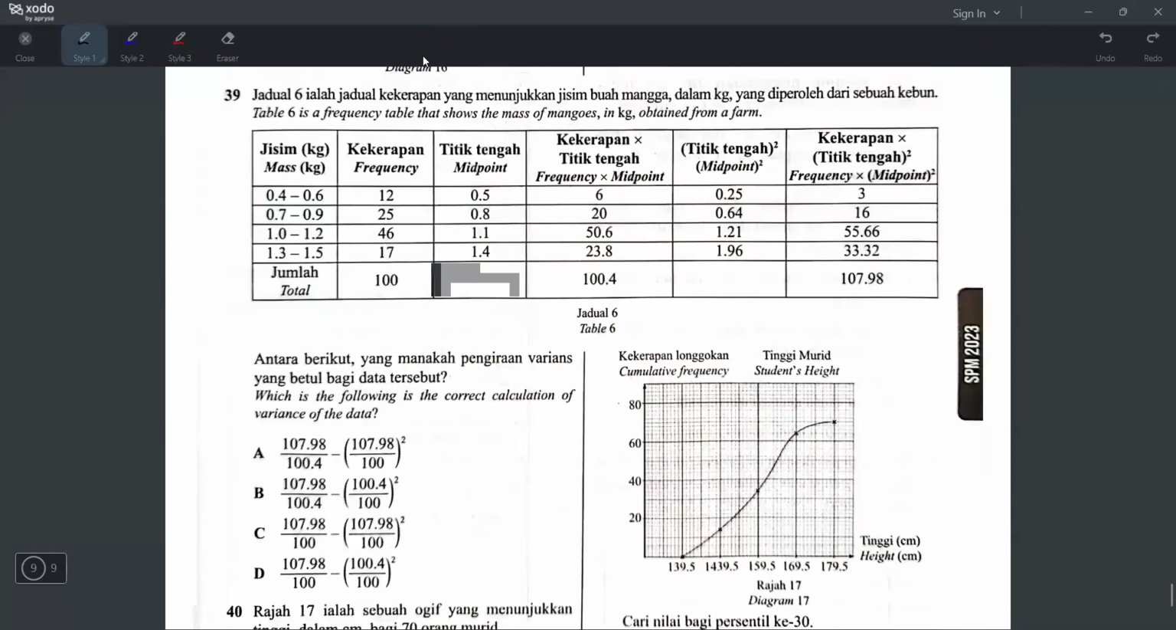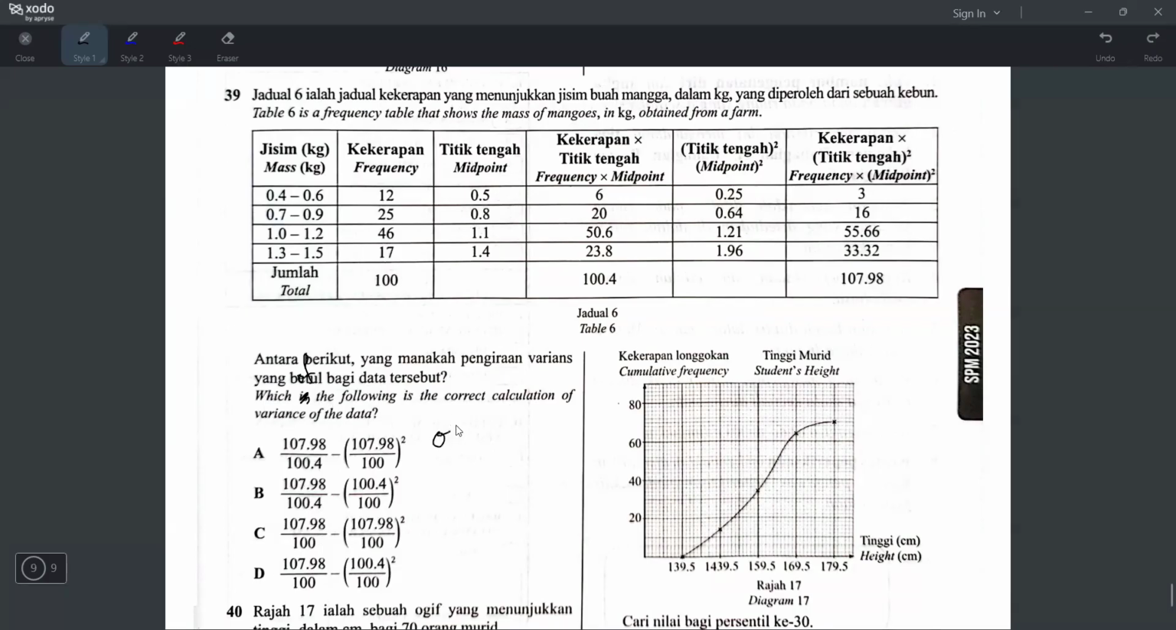Okay, 39. Table 6 is a frequency table that shows the mass of mangoes in kg obtained from a farm. Okay, there's no information here. Oh, dia bagi table ini. Okay, boleh. Which of the following is the correct calculation of the variance of the data? Okay, you need to know the formula for variance. If you don't know the formula for variance, you cannot do this question.